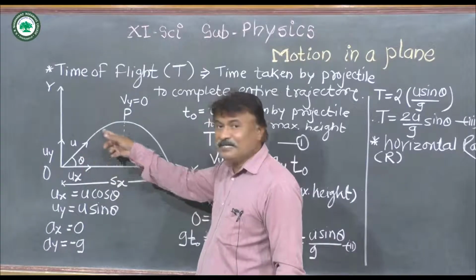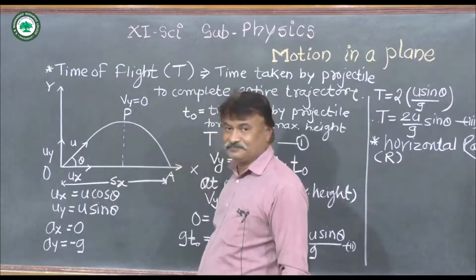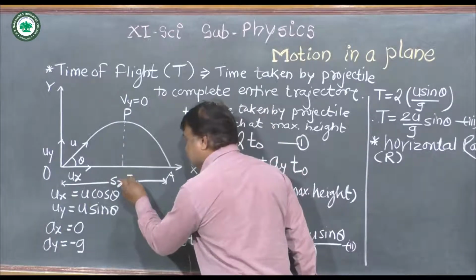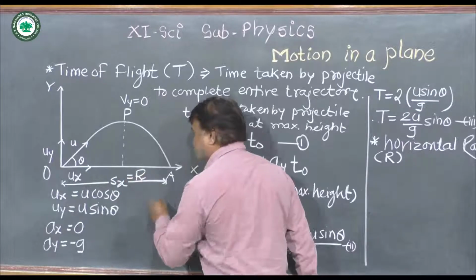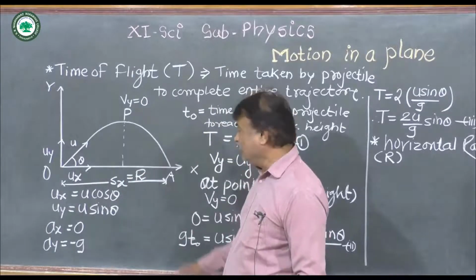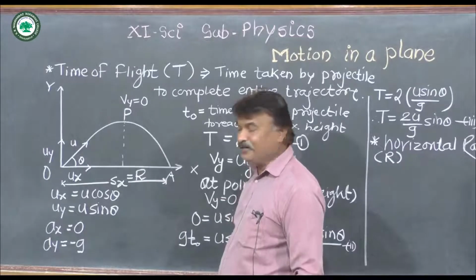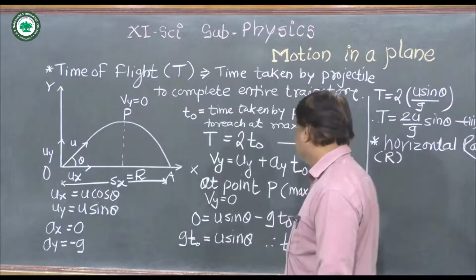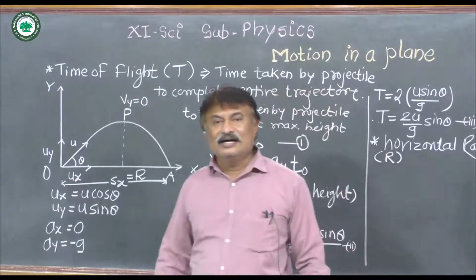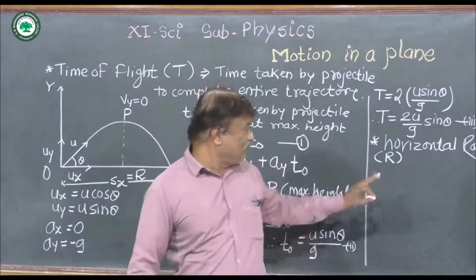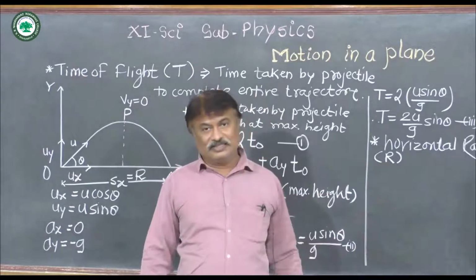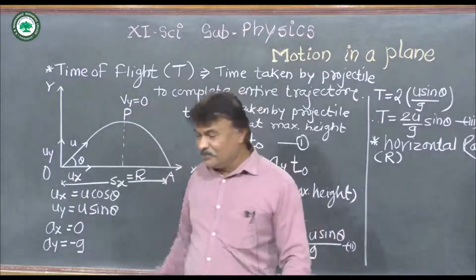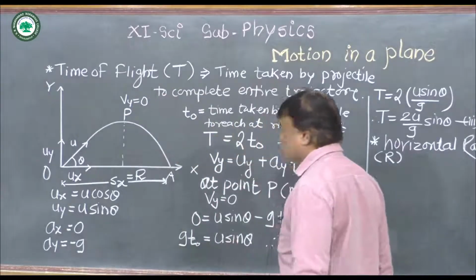When this projectile completes the entire trajectory, then this horizontal distance Sx is equal to capital R. In that case, this Sx is equal to capital R, and this capital R is the horizontal range, or it is also called the range of projectile. Now from this we can define the definition of horizontal range.